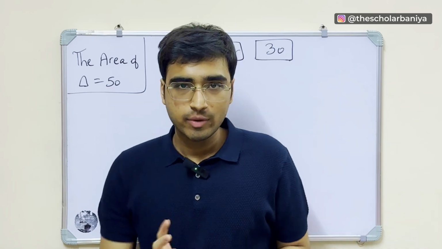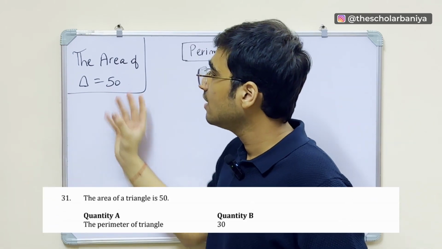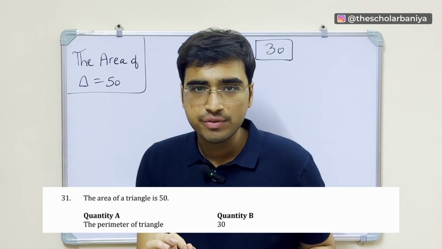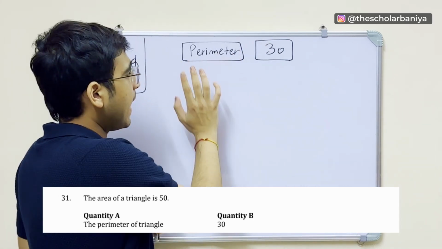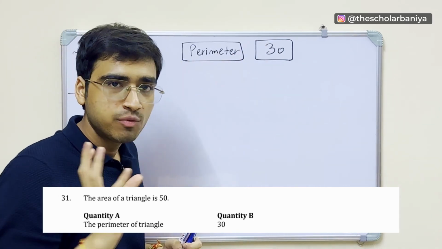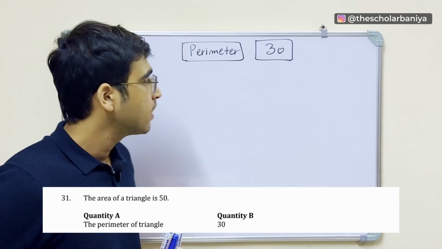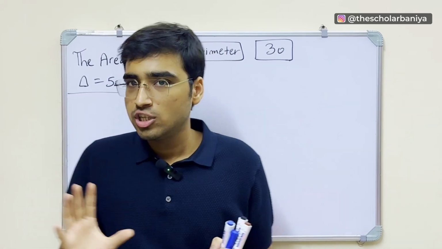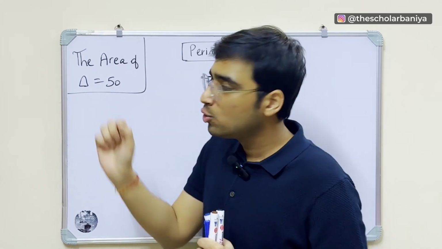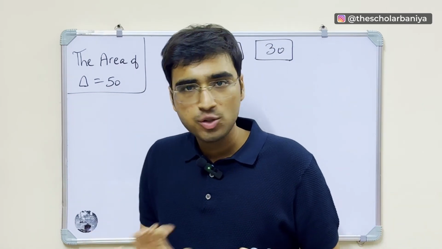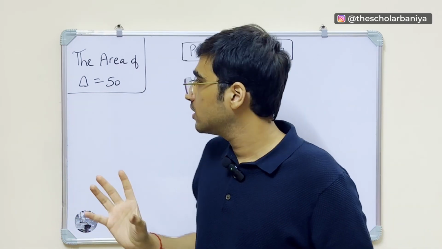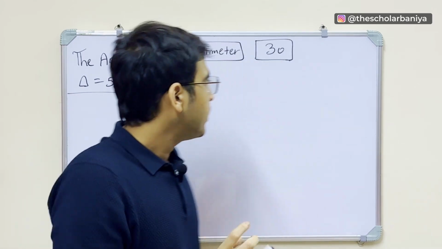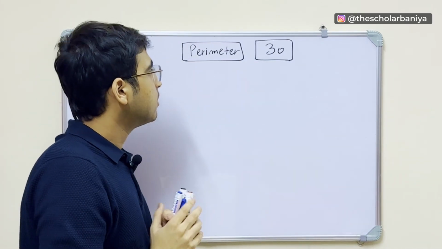So let's move on to the next question, guys. In this question, we are given that there is some triangle whose area is given to be 50, right? And we have to compare the perimeter of the triangle and 30. So this is a little like a logical question. If you go and directly solve it, you won't be able to solve it very easily because it is not actually solvable that way. So we have to use a little bit of logic over here.